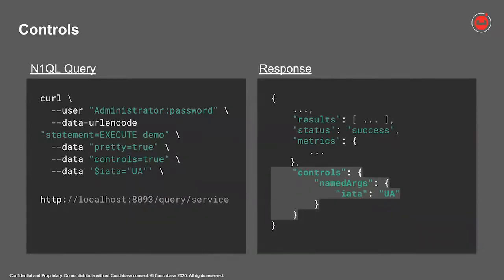So in this example, I'm just calling the Nickel query REST API to execute a query. As part of the response to that query, along with the results and metrics, etc., I'm getting a controls attribute back. Inside of that controls attribute, I see a named args attribute. And then I see the actual values of IATA and the UA value that I passed in for that. This can be really useful for debugging.